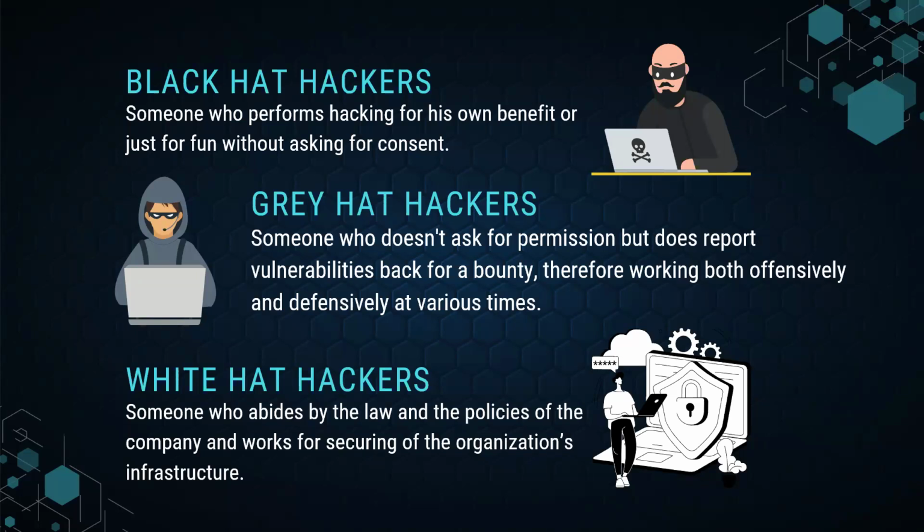Now, these are people who have the qualities of both black hat and white hat. Like a black hat hacker, they don't ask for permission first, but once they find a vulnerability, they report it back to the company. Although there's a minor catch here, they don't do this for free. They do it in return for a bounty. A bounty is a financial reward they expect in return for reporting that vulnerability rather than misusing it. So they're working both offensively and defensively at various times. Hence, they're called gray hat hackers. They are also commonly known as bug bounty hunters, hunting for bugs or vulnerabilities in applications or systems in return for a bounty.